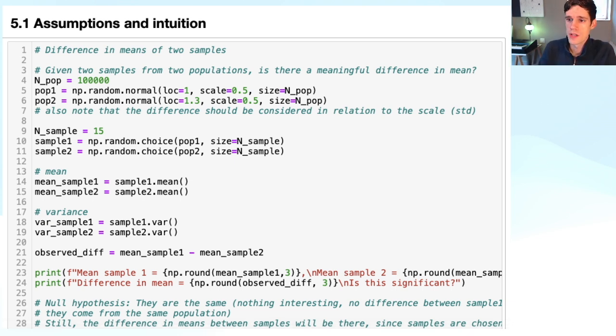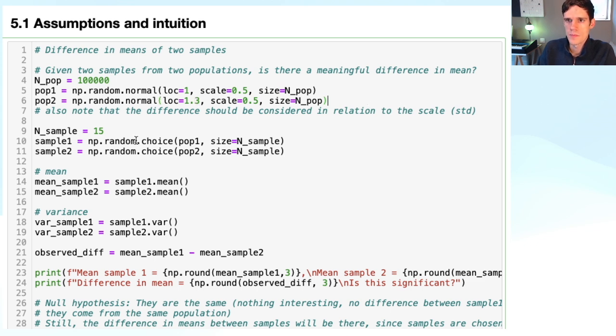The first step, as always, is to generate our populations. So we define a population size of 100,000 data points, and population 1 will be a normal distribution with a mean of 1 and a standard deviation of 0.5. Now population 2 will also be a normal distribution with the same standard deviation, but with a mean of 1.3. And therefore, we now have generated two populations for which we know that the mean will be significantly different. In this case, a difference of 30%.